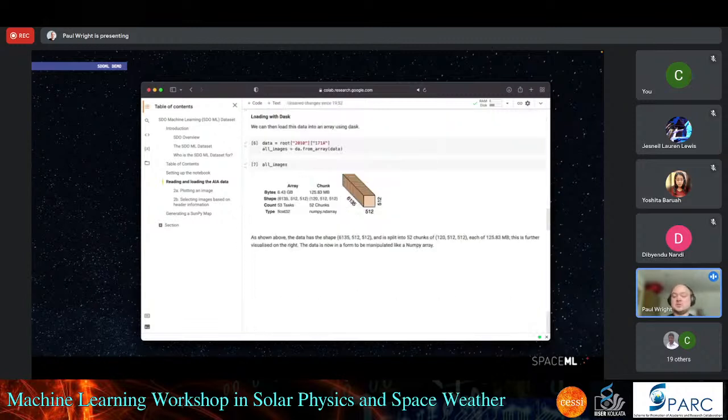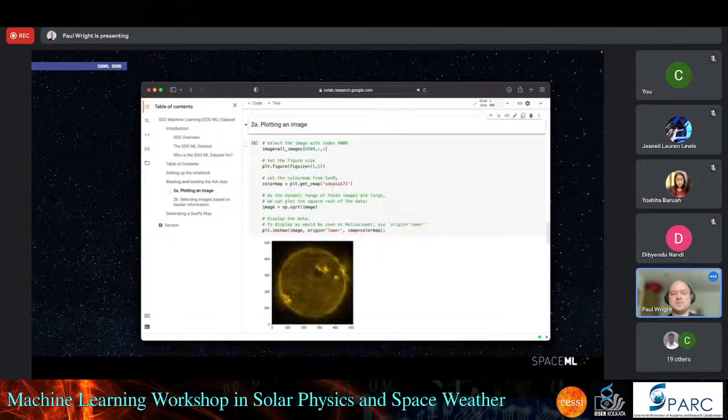As we know the structure from the hierarchy, we can easily access this. So we just ask for 2010, 171 angstroms. From here, we load it as a Dask array, but it can just be manipulated as a NumPy array. As a slight aside, to highlight how Dask is working, this visualizes how the data is stored. It's a 6 GB array stored in 52 chunks of 125 megabytes.